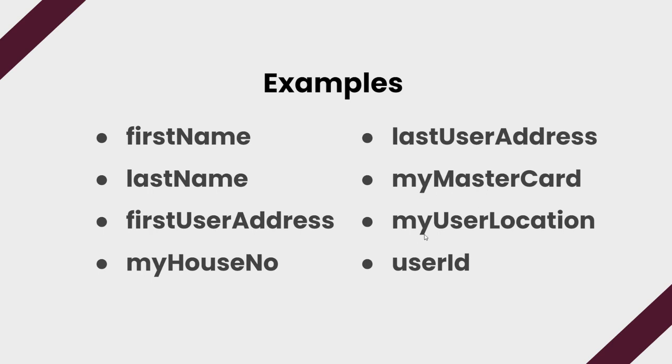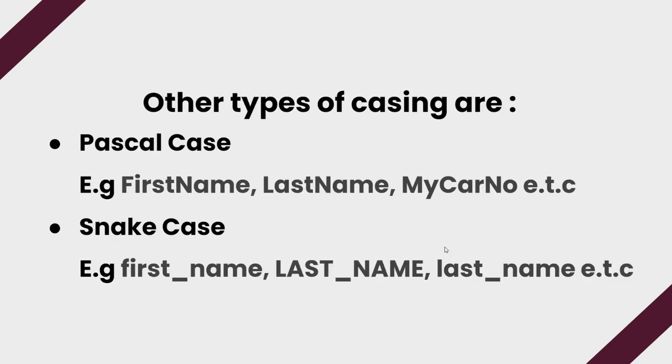And we also follow the same pattern in my user location and also in user ID. So that's how you make use of the camel case pattern when it comes to creating your variable names. For this section, we'll also be seeing some other types of casing, which are the Pascal case and the snake case.